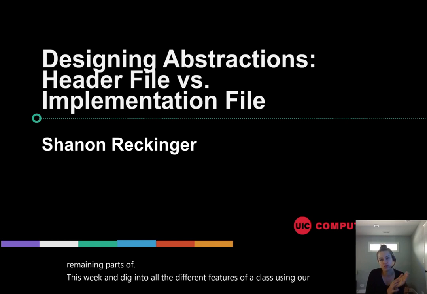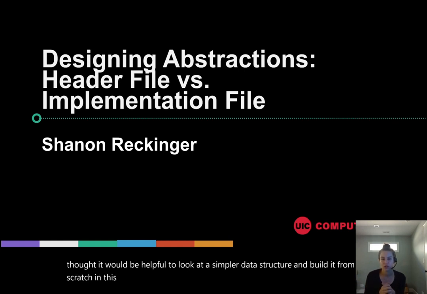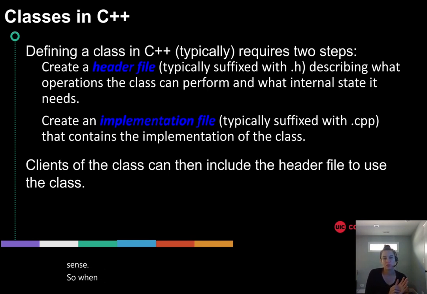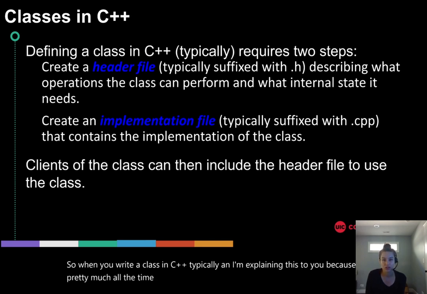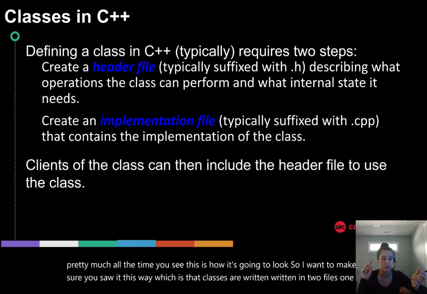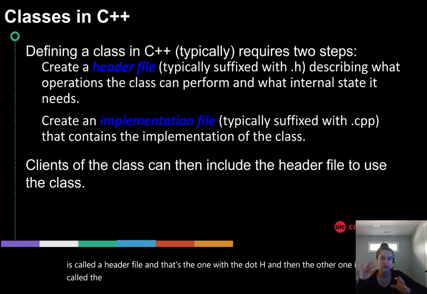But I thought it'd be helpful to look at a simpler data structure and build it from scratch in this video, and then going back to RVector will make a little bit more sense. So when you write a class in C++, typically, and I'm explaining this because pretty much all the time this is how it's going to look, classes are written in two files. One is called a header file, and that's the one with the .h, and then the other one's called the implementation file, and that's the .cpp file.